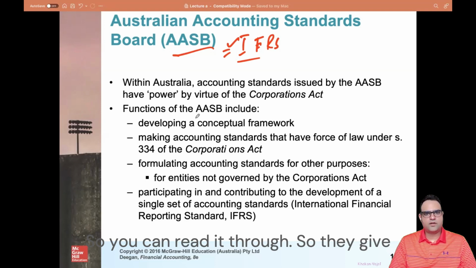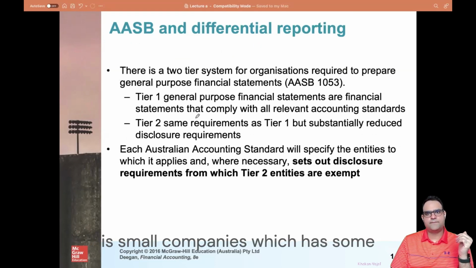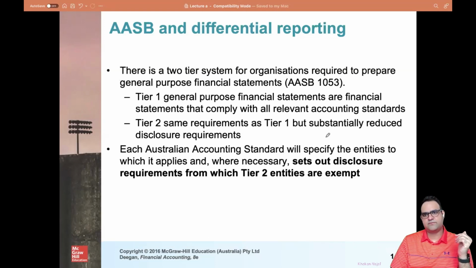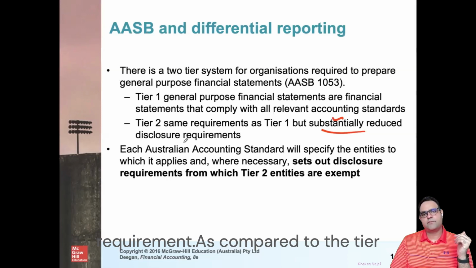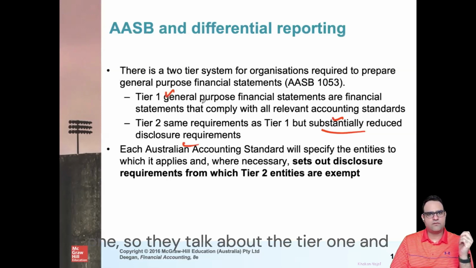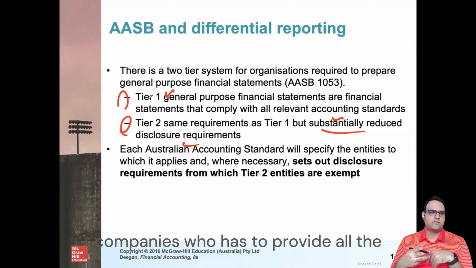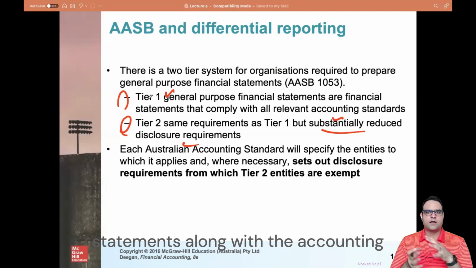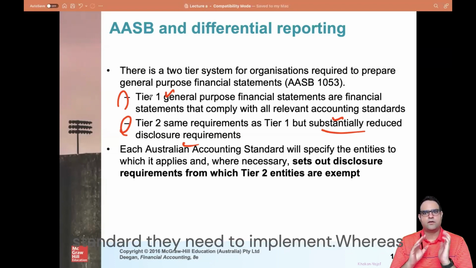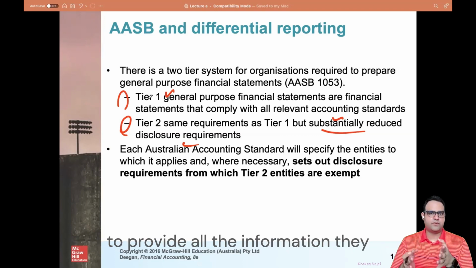So you can read it through. They give an example of a specific entity: there are small companies which have a substantially reduced disclosure requirement as compared to tier one. So they talk about the tier one and the tier two companies. Tier one companies have to provide all the financial reporting standards, financial statements, along with the accounting standards they need to implement. Whereas for tier two, they don't need to provide all the information.